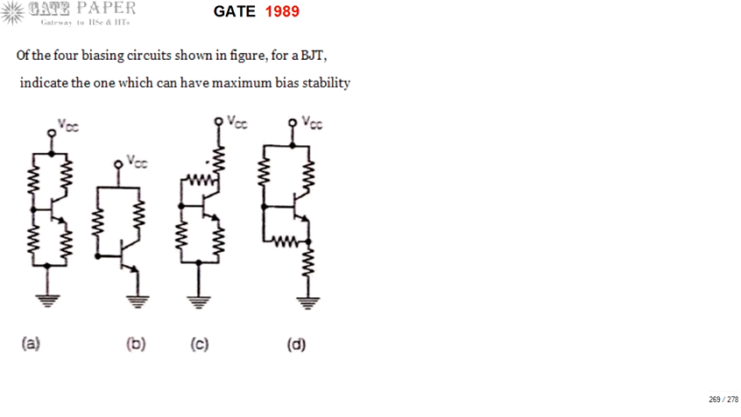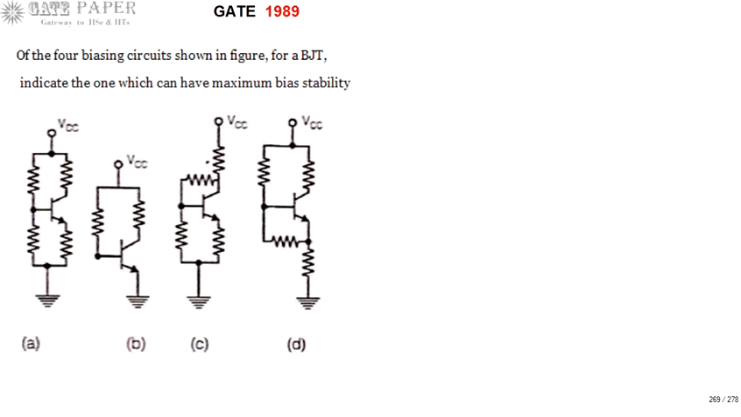Hello, we are discussing the GATE 1989 ECE paper, and this question is related to analog circuits. Look at the diagram consisting of 4 options. Of the 4 biasing circuits shown in the figure, for a BJT, indicate which one is going to have the maximum bias stability.